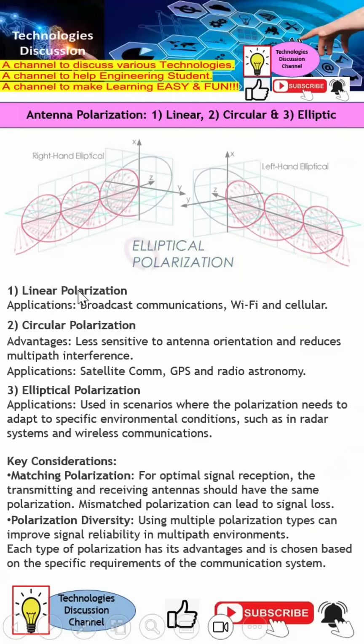For example, linear polarization is the most common polarization, so the key applications will be mainly for broadcast, Wi-Fi, and also cellular. As for circular polarization, the key advantage is that it is less sensitive to antenna orientation, so you don't worry about whether it is horizontal or vertical. Since they are less sensitive, they are able to reduce multipath interference as well. The key applications for circular polarization will be satellite and also GPS.